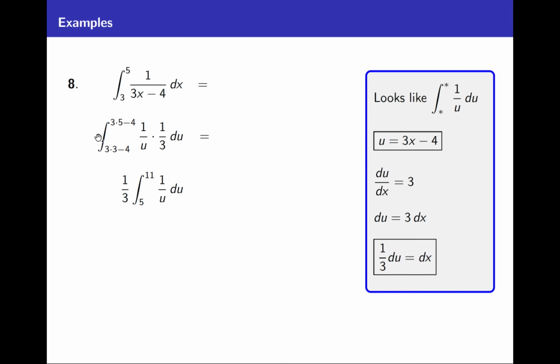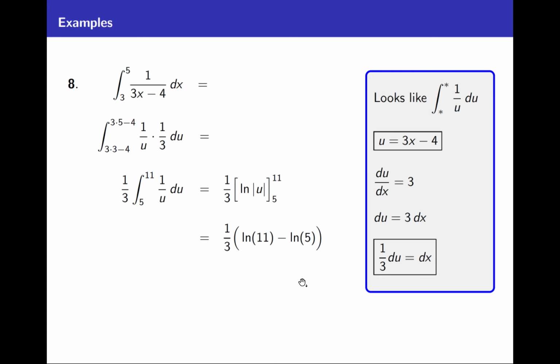So pulling out the 1/3 and doing the arithmetic in these limits of integration gives us 1/3 integral from 5 to 11, 1 over u du. Now this is an easy integration problem. Here, finally, we can just use the fundamental theorem of calculus. The integral of 1 over u is ln absolute value of u. And we evaluate from 5 to 11. So 1/3 times ln 11 minus ln of 5.